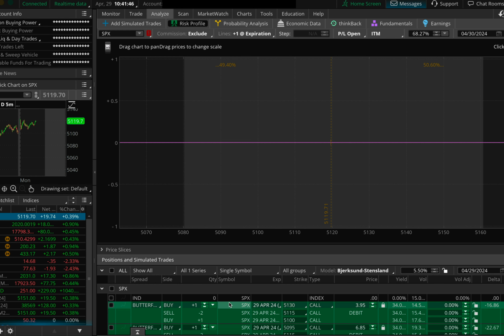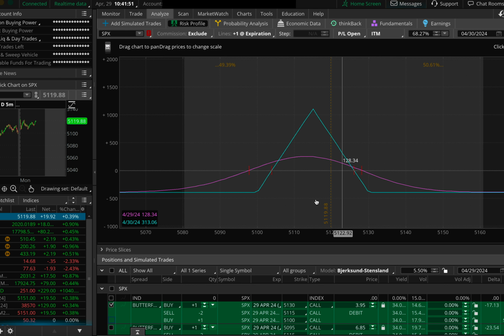Okay, here's our mid-morning update. It's 10:40, a little late today. So here's our 15-pointer. You can see we're still inside the tent, and this is showing a profit of $180 right now. There's our first one at 10:30ish.